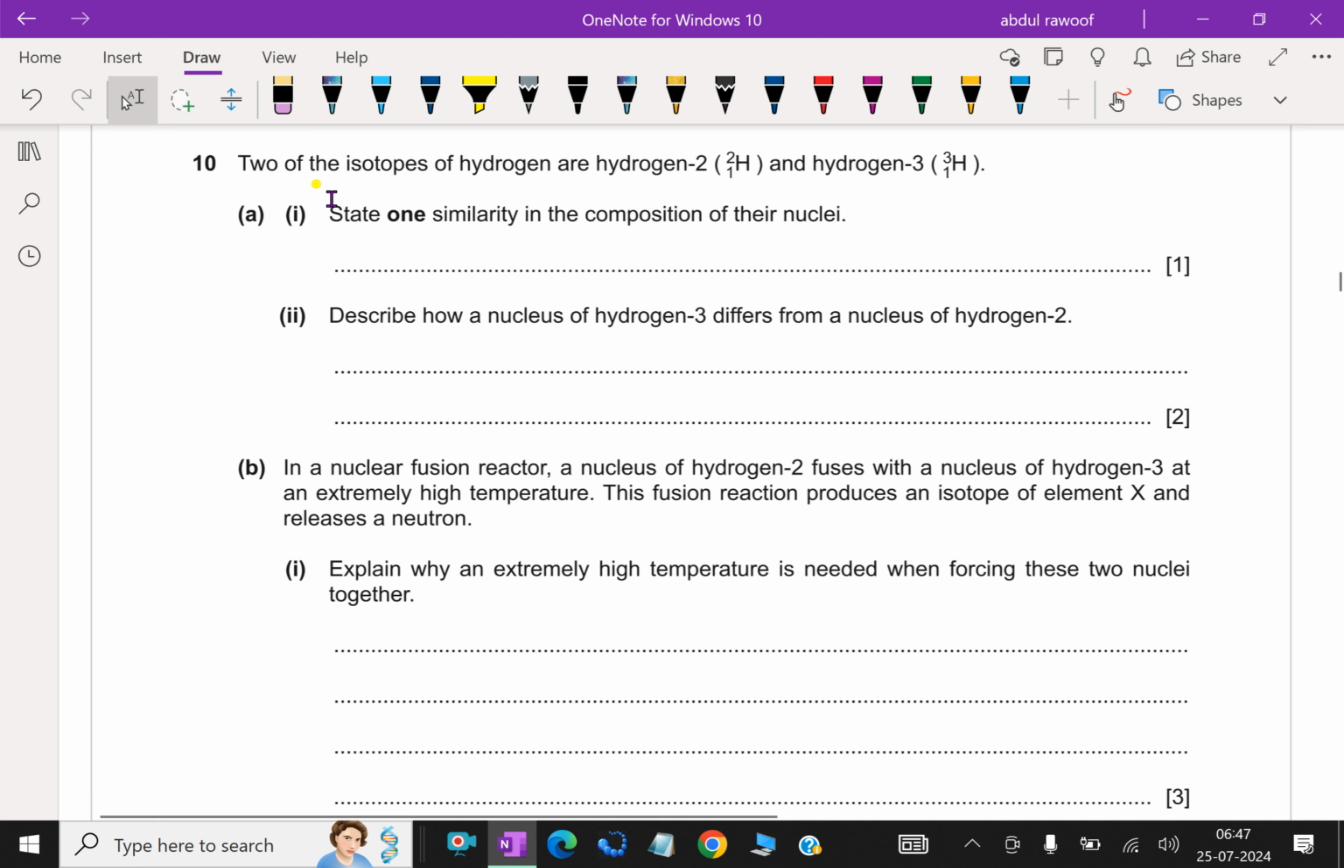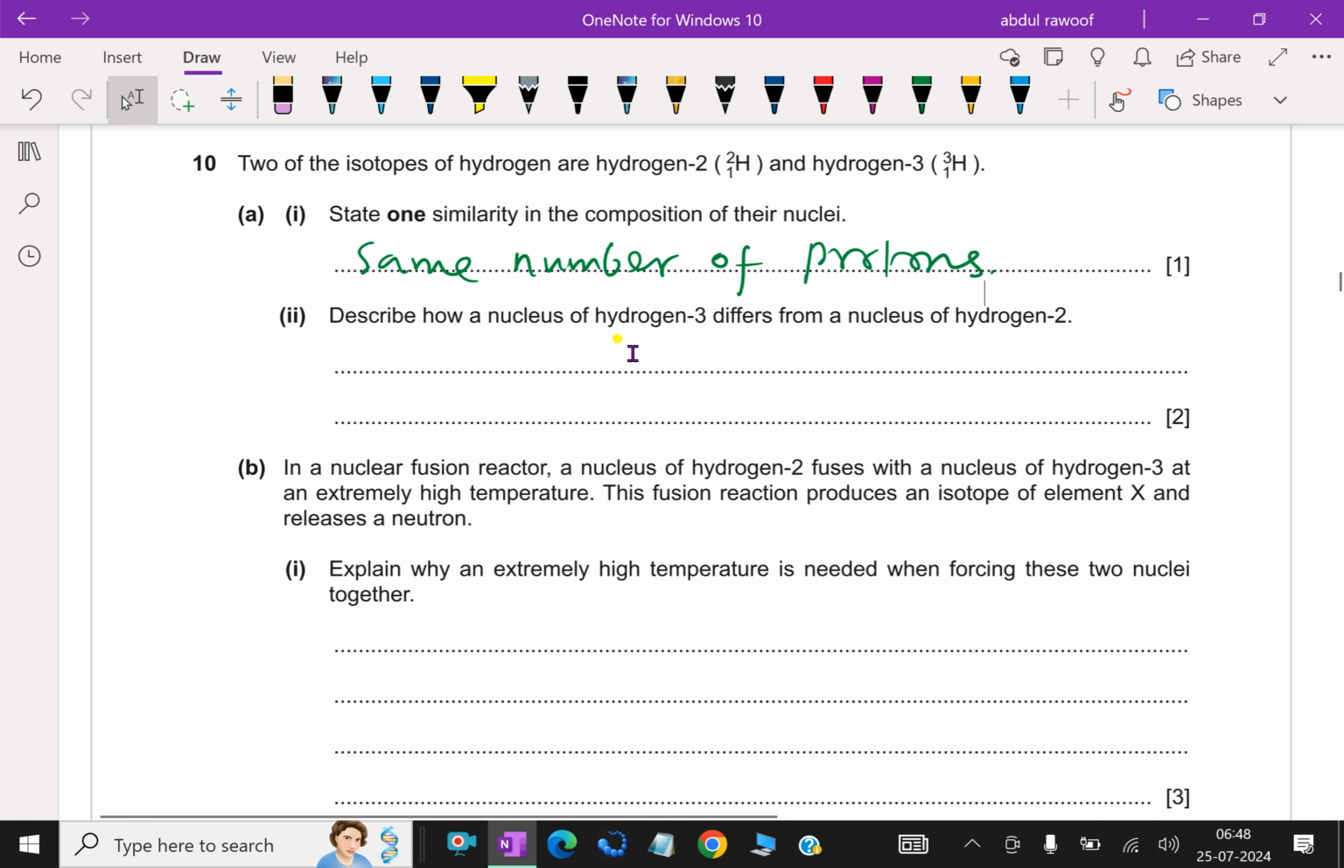Two of the isotopes of hydrogen are hydrogen-2, that is 1H2, and hydrogen-3, 1H3. State one similarity in the composition of their nuclei. Same number of protons. Both hydrogen-2 and hydrogen-3 have the same number of protons. These are isotopes having the same number of protons.